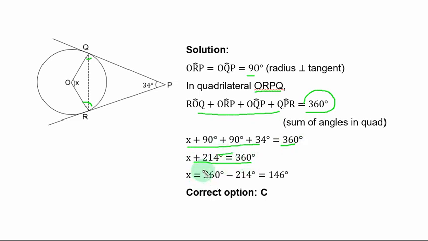If you transfer 214 degrees to the right hand side, you have S equal to 360 degrees minus 214 degrees, and that is 146 degrees. The correct option is C.